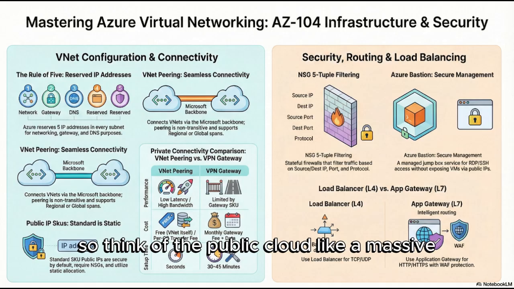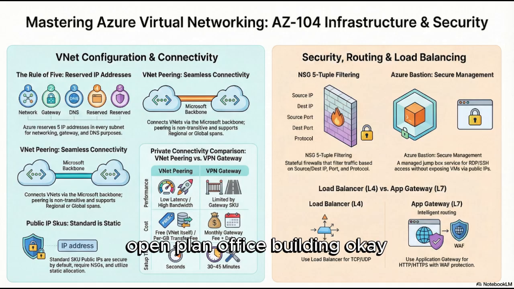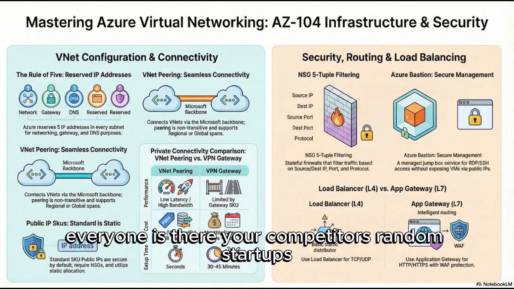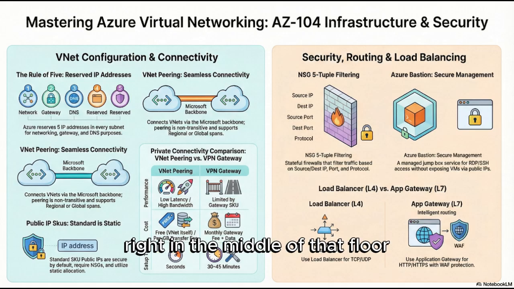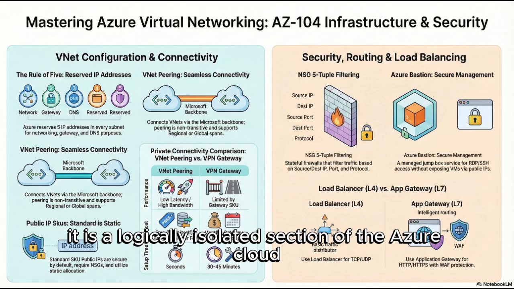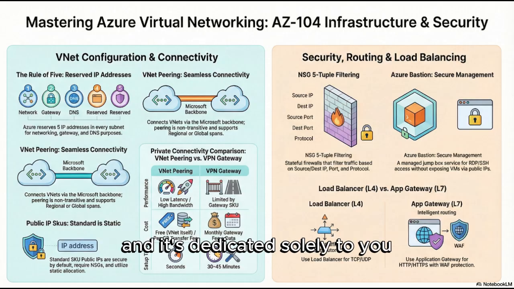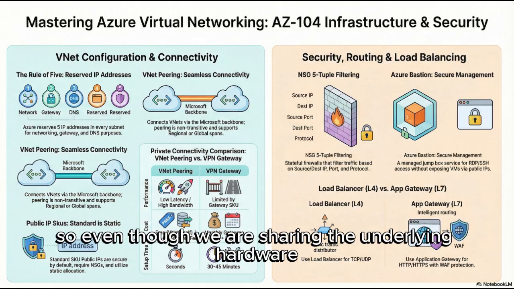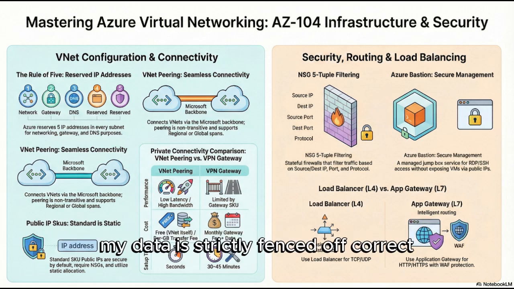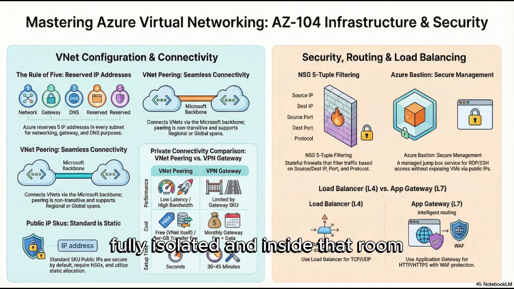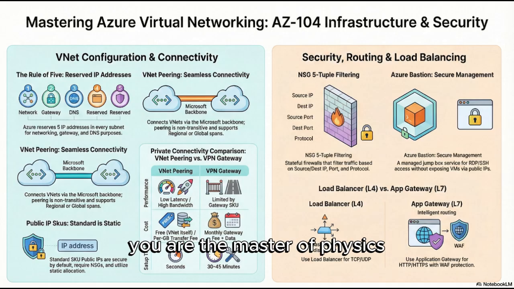Okay, so think of the public cloud like a massive open plan office building. Everyone is there. Your competitors, random startups, hackers, everyone. A VNet, or a virtual network, is you building a soundproof, bulletproof glass room right in the middle of that floor. So it's my own space. It is a logically isolated section of the Azure cloud, and it's dedicated solely to you. So even though we are sharing the underlying hardware with who knows who, my data is strictly fenced off. Correct. Fully isolated. And inside that room, you are the master of physics.